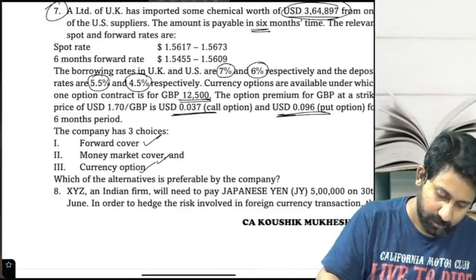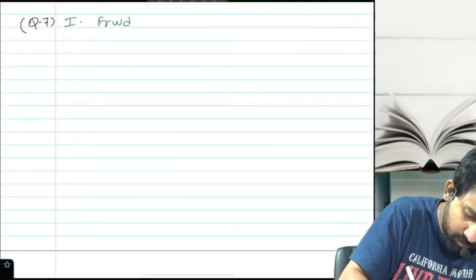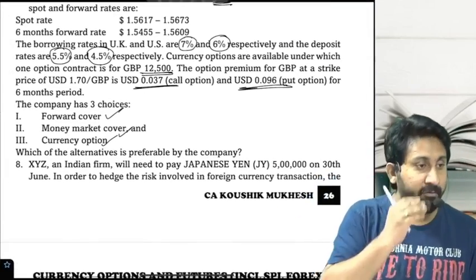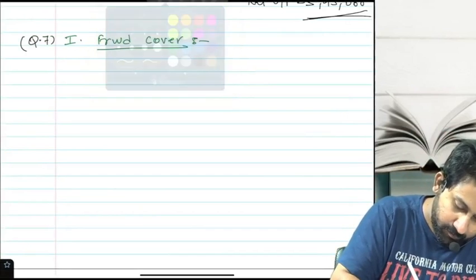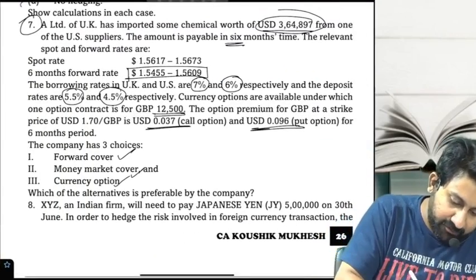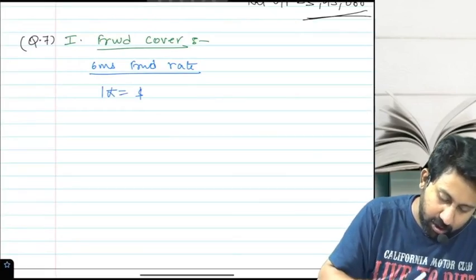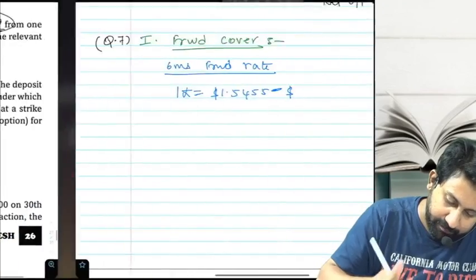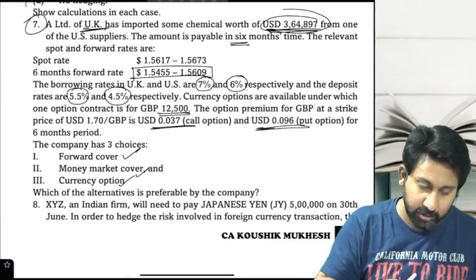Question number 7. Forward cover. How the forward cover has to be taken? Forward rate we need to consider. 6 months forward rate. Let us first write down the 6 months forward rate. UK firm imported from US dollars. How the quotation is given? 1 pound equal to dollar 1.5455 dash 1.5609. So these are the amounts.